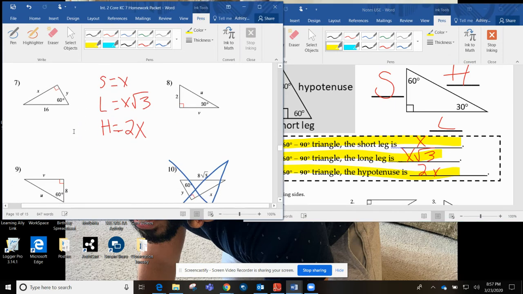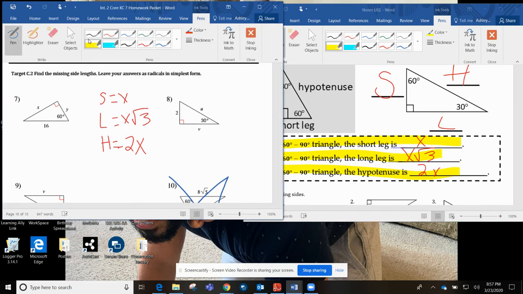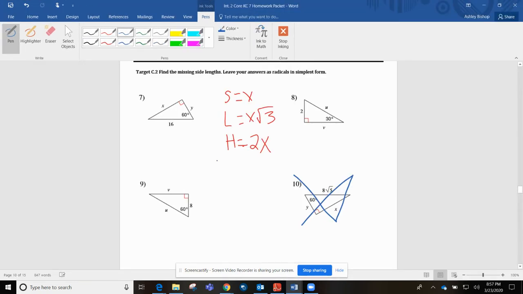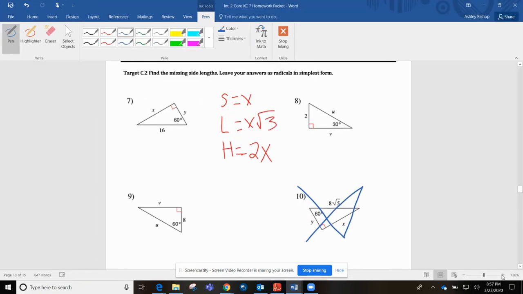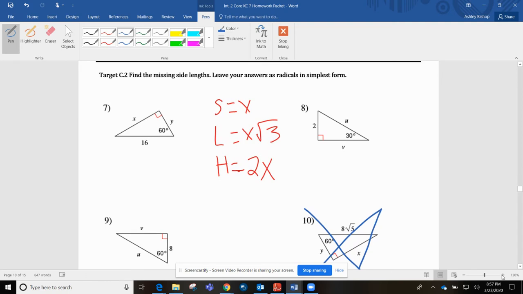So remember, you want to first label all three of your sides. In order to do that, I like to see the 30, the 60, and the 90. So here, for number 7, let me zoom in a little. Here is my 90 degrees, remember? Here's my 60, so then that must mean that in this corner I'm missing my 30.